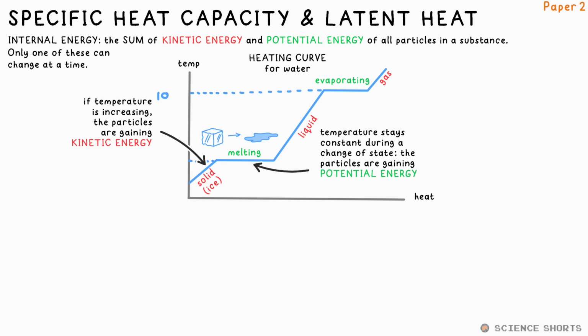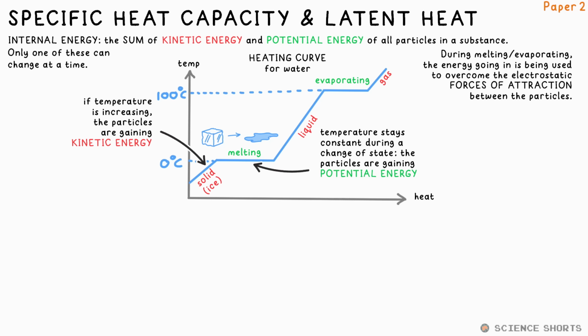But why the constant temperature? After all, energy is still going into the ice, but during a change of state, the particles don't gain kinetic energy, but rather potential energy. An increase in temperature means we must have an increase in kinetic energy of the particles, while a change in state, when heating anyway, must mean an increase in potential energy.